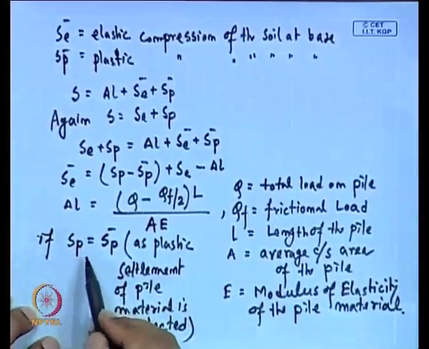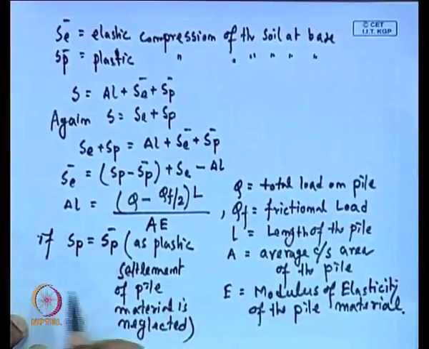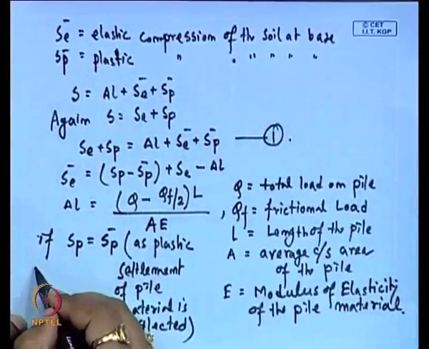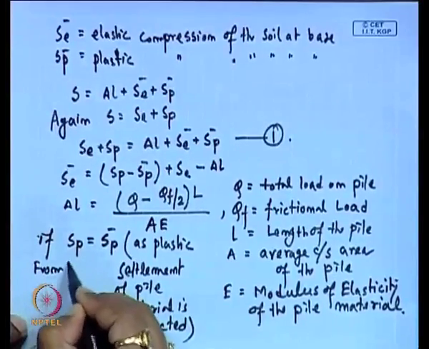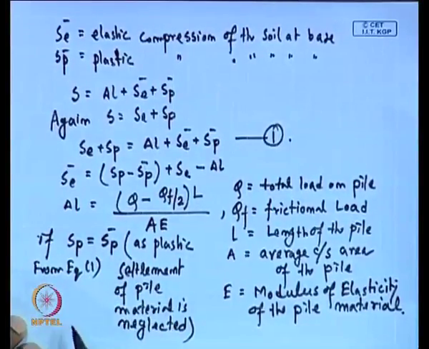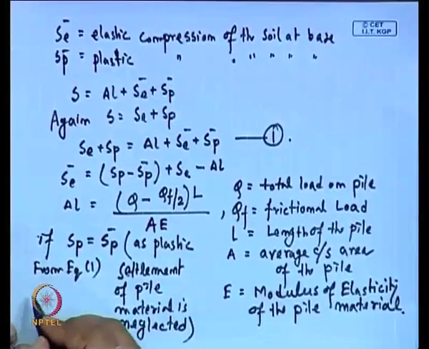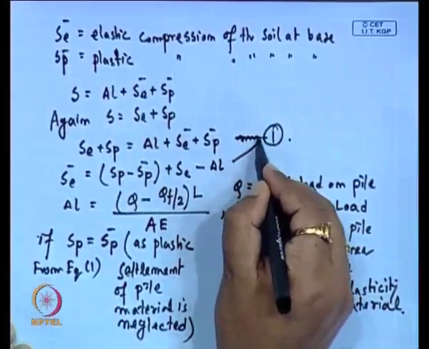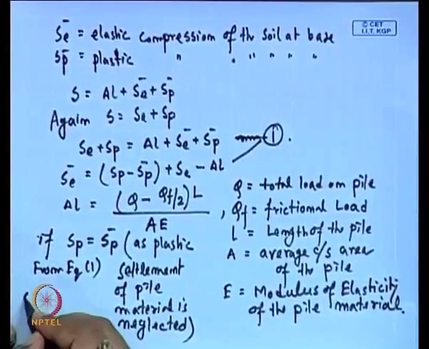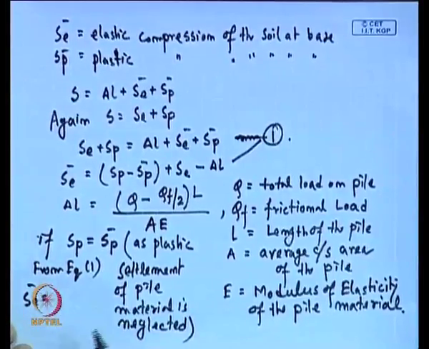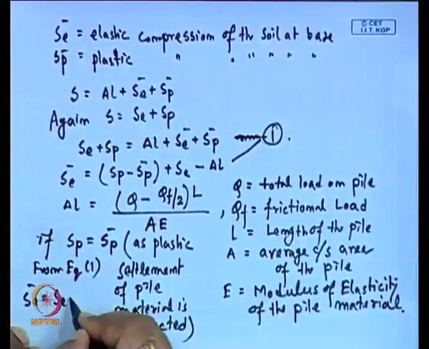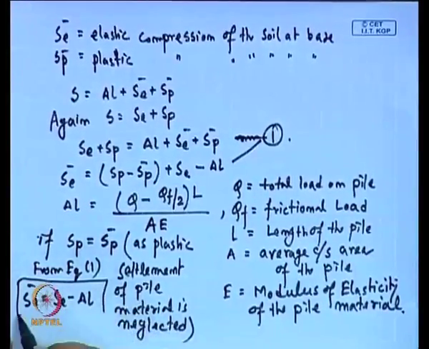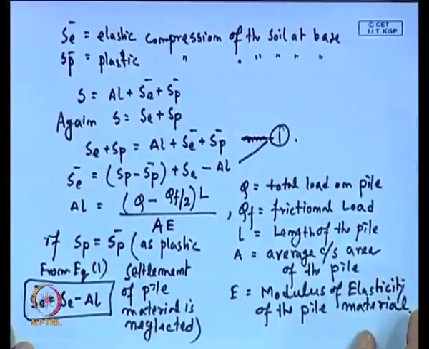In that case, SP will be SP dash. So, from this expression, if I write this as expression 1, from equation 1 we can write that AC bar is AC minus del L. So, this is the final expression.